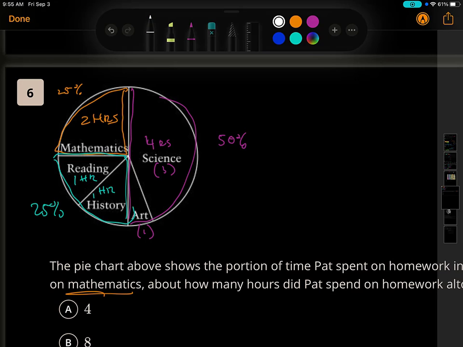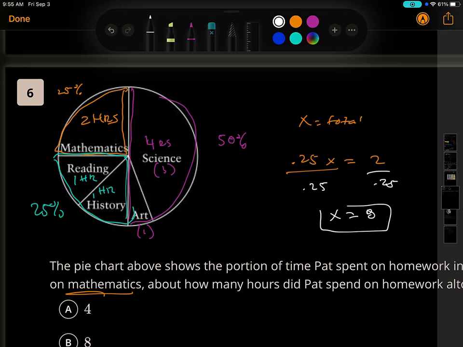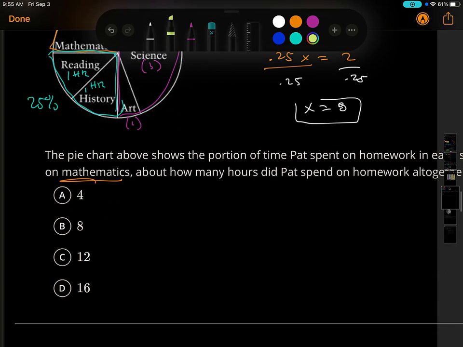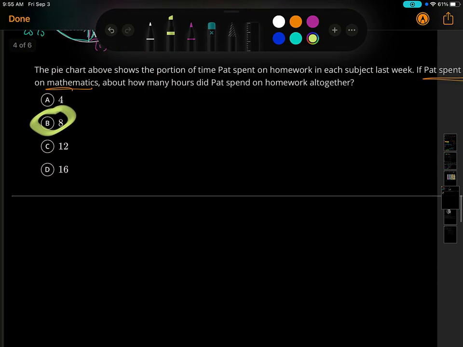And here's another way of doing it. I'll do it in orange. 25% of x represents the total, is equal to 2. So if we just divide by 0.25, and how many quarters are in 2, that would be 8 is our answer. I don't like it, didn't make it transparent. That would be 8, okay?